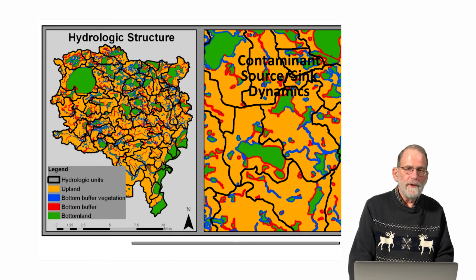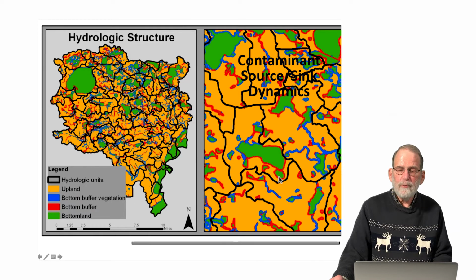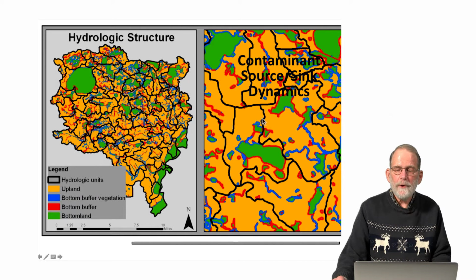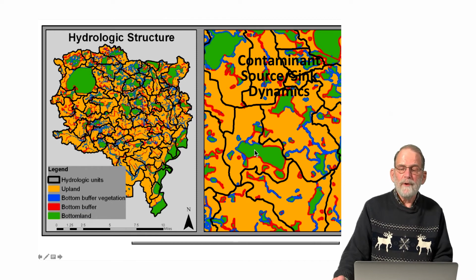The first thing we typically need to do in a mapping regime is to identify the hydrologic structure of the study area that we're working in. And this involves dividing the landscape into sub-watersheds, and on the right-hand side you see these black lines, and these black lines generally encircle a green area. The green area is a bottomland area, and so everything inside of the black line is creating drainage that is flowing into the green bottomland area.